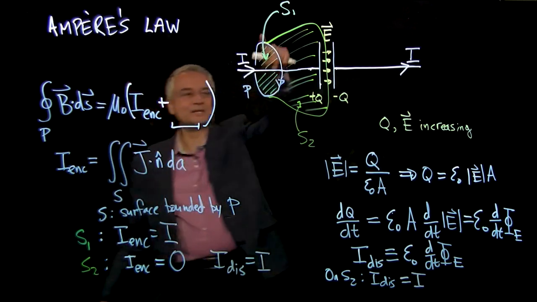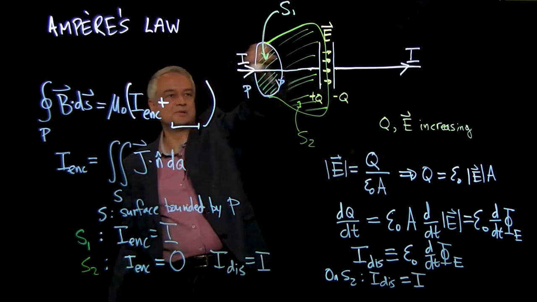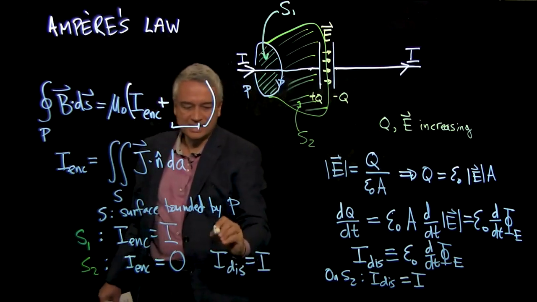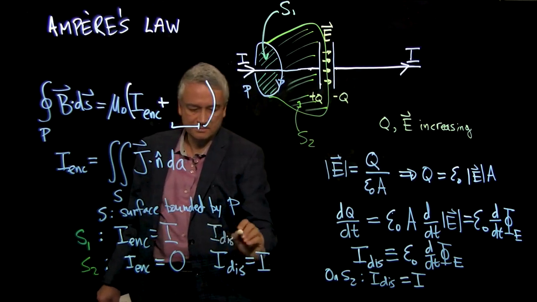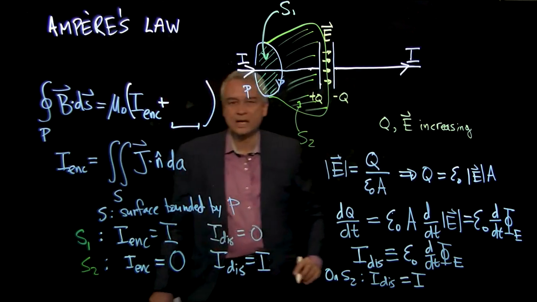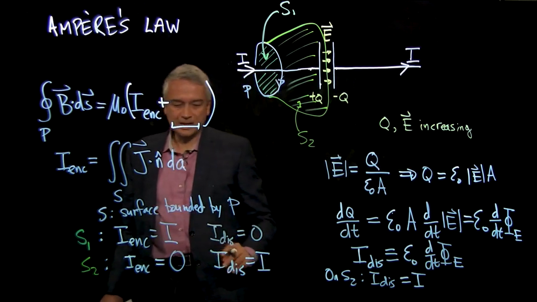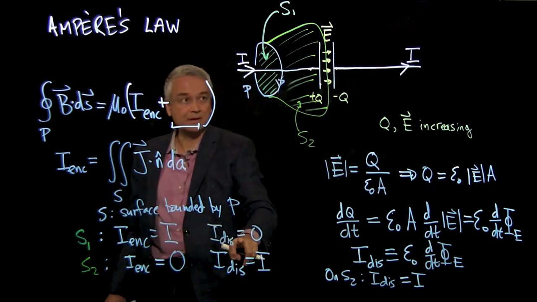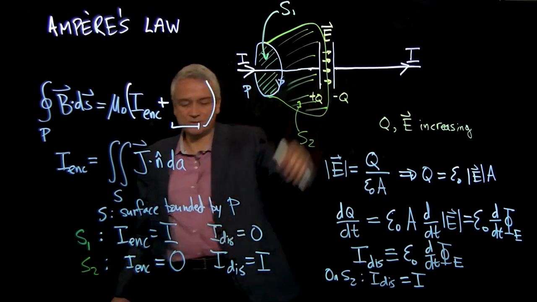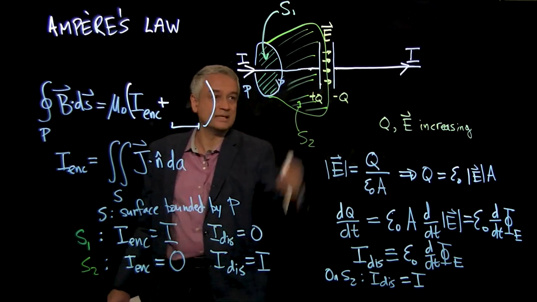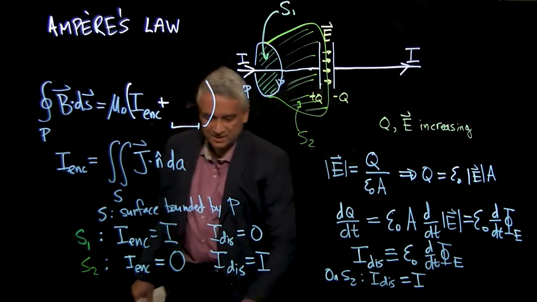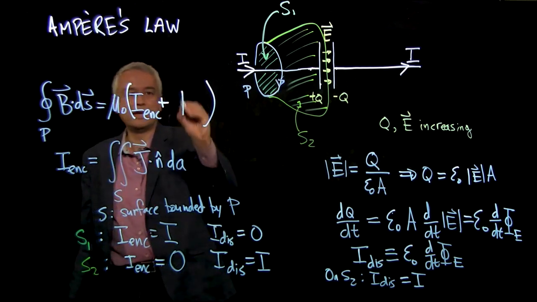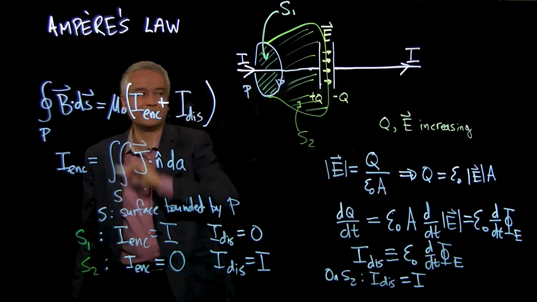What about on S1? Well, on S1, there are no electric fields anywhere around here. So on S1, I_dis is just 0. And now you see what I'm going to do. On the surface S1, I enclosed is I and I_dis is 0. On the surface S2, I enclosed is 0, but I_dis is I. And so what I'm going to do, and what Maxwell did, was to write I_dis here.